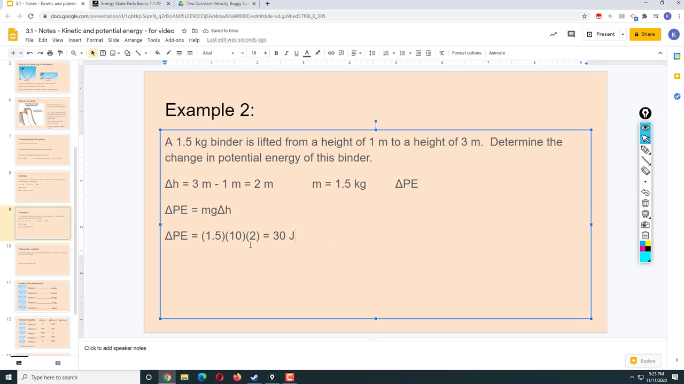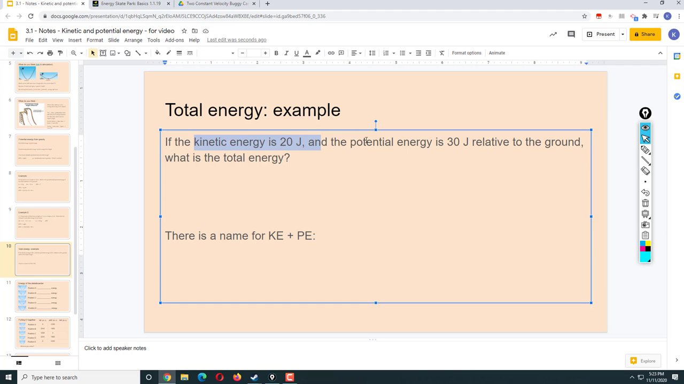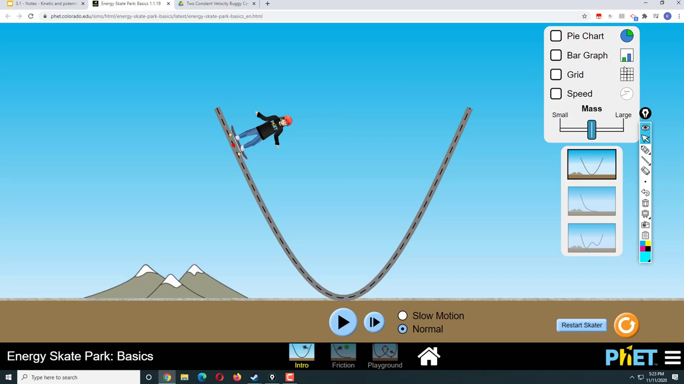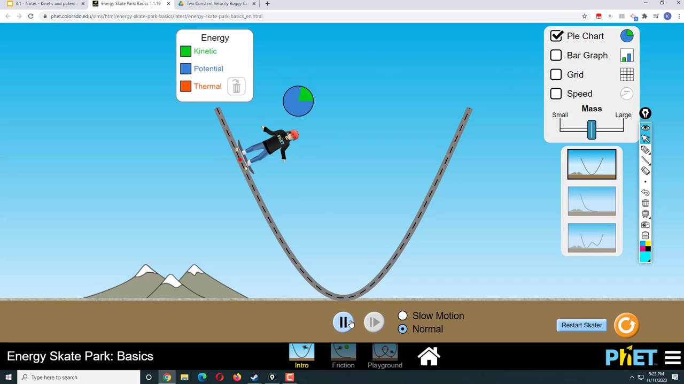Okay. If the kinetic is 20 and the potential is 30, the total energy would be 50 joules. There's a name for this. It's called mechanical energy. Okay. So going back to the skateboarder, on top, we see that the energy is basically all potential.